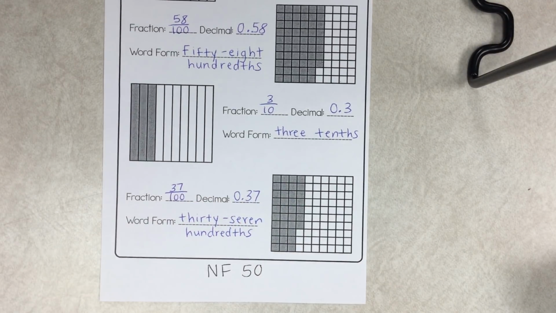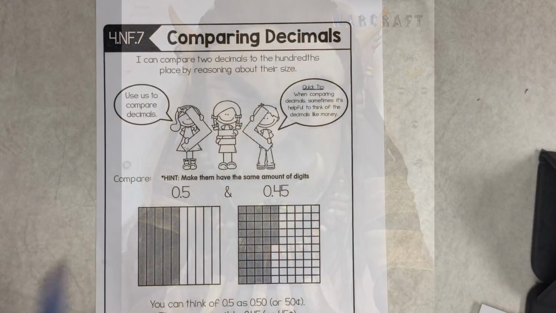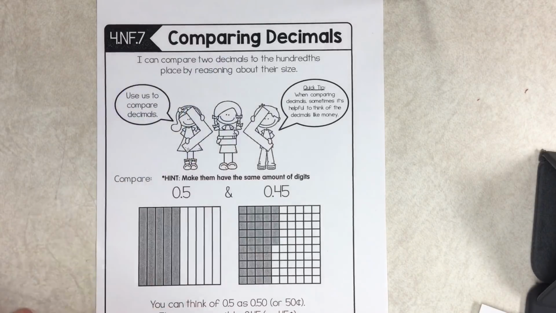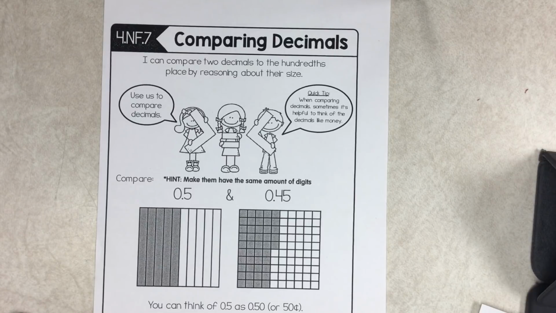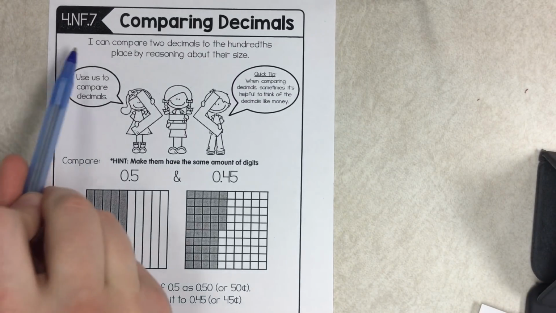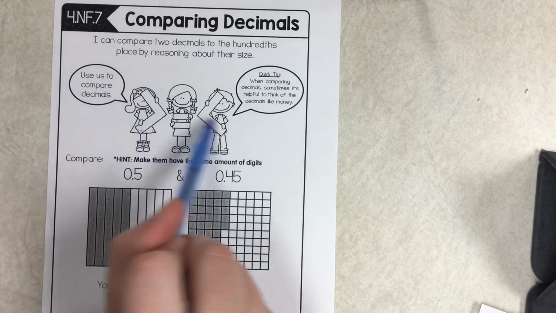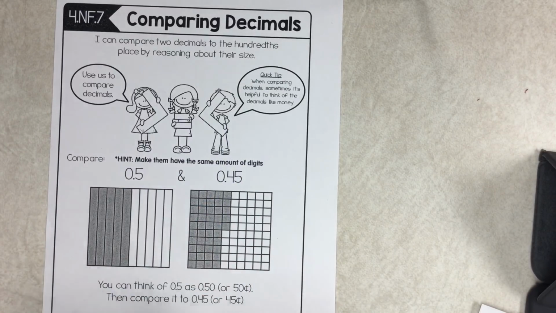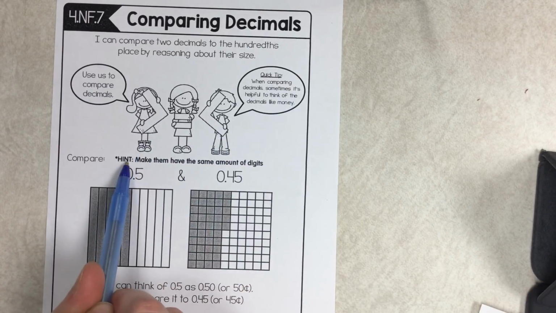All right, flip to your next page. Next page, 51. Hurry up. All right, we are now on 4NF7, comparing decimals. So before we were talking about decimals and fractions, now we're gonna compare decimals to see which one is bigger. You're on NF51, so if you're not there, get there now. Today I can compare two decimals to the hundredths place by reasoning about their size. So we use these symbols to compare decimals. We have greater than, equal to, and less than. Here's a tip for you and a hint for you here.